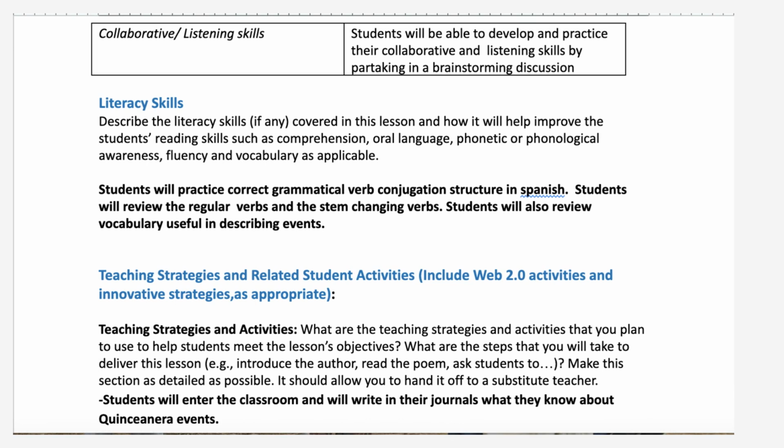Students will also be able to practice their literacy skills. For example, they are going to be able to practice their reading skills in comprehension, oral language, phonetic, or phonological awareness, fluency, and vocabulary throughout this activity. They're going to be able to practice their verb conjugations in Spanish. We're going to review the regular verbs and the stem changing verbs. And also, students within the makerspace will be able to have access to all the materials that they need.